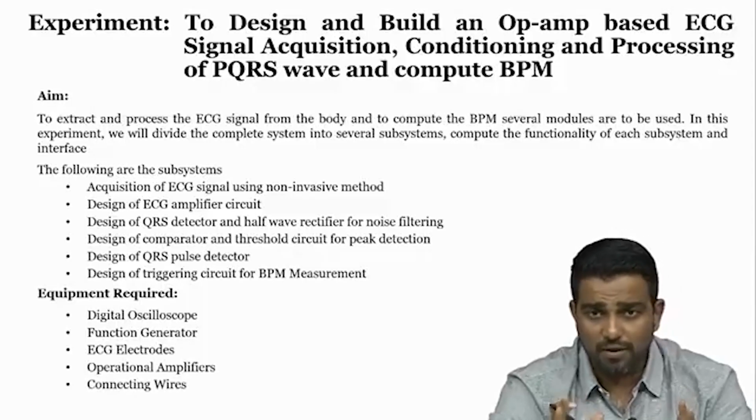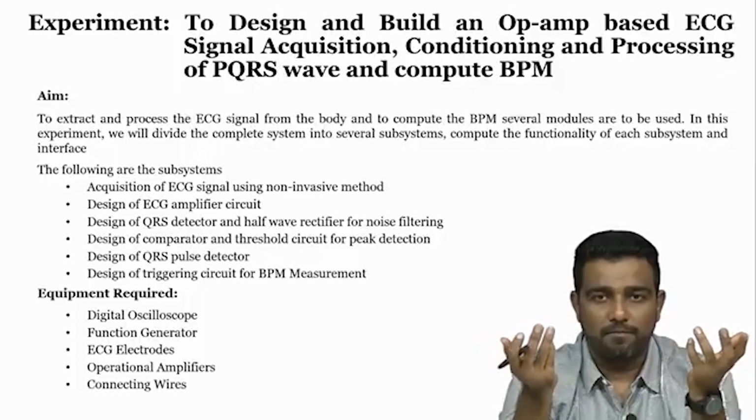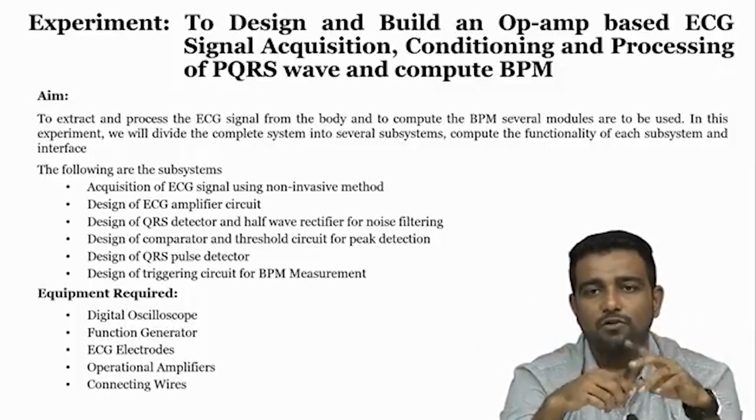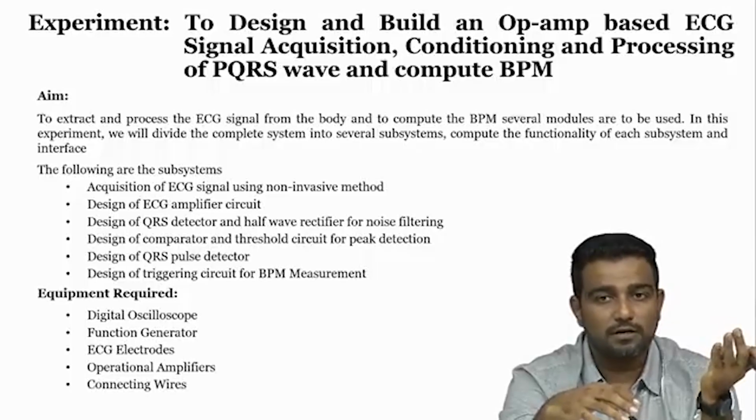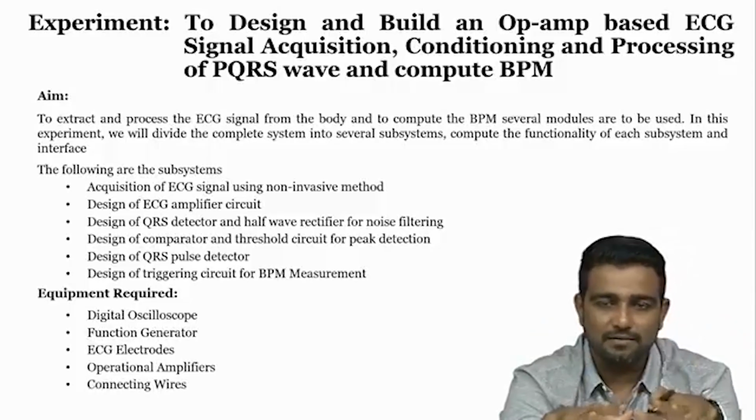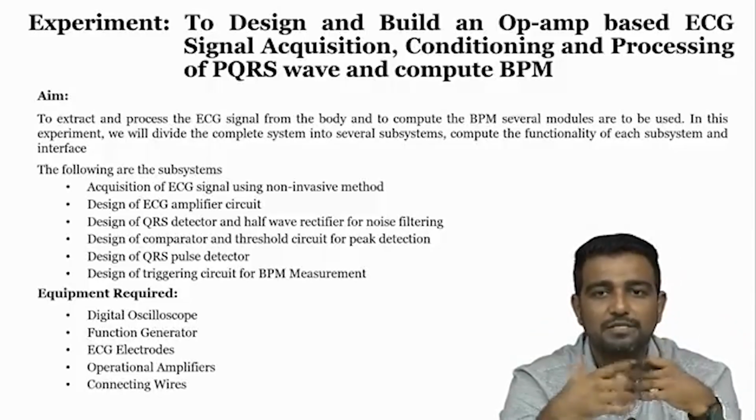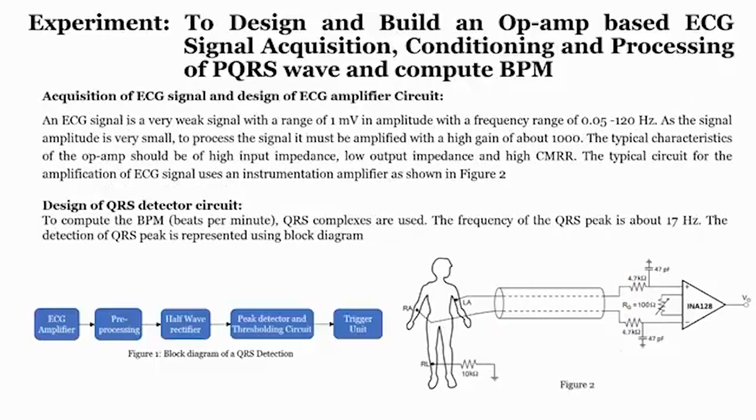So, for performing these experiments, what is the equipment required? The list of equipment that we require to perform these experiments are digital oscilloscope, function generator, ECG electrodes, operational amplifier, connecting wires, that is it. And using these components, let us try to make the electronic module. So, let us first understand how to acquire the ECG signal and how to design ECG amplifier circuit.